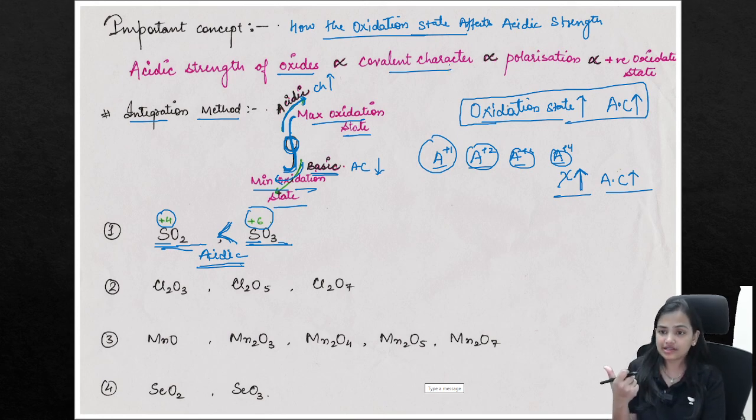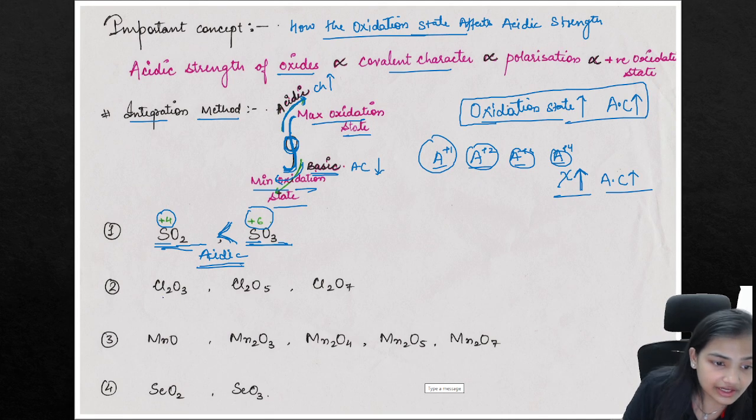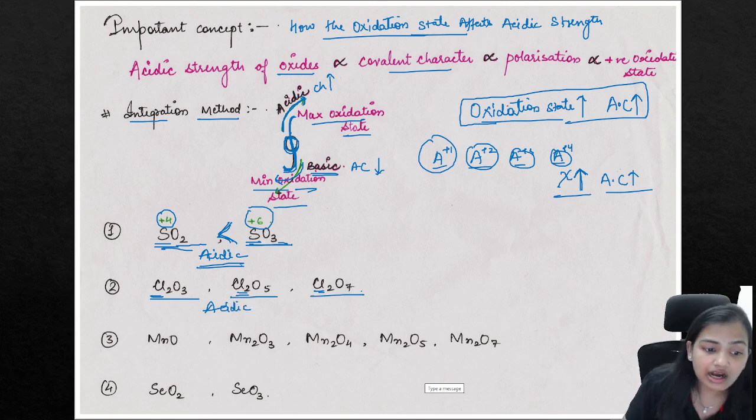More will be the polarization, so more will be the oxidation state, acidic character increases. Here I have taken another example. You know that chlorine is a non-metal, so they all have to be acidic, because it's a non-metal. But how to determine which is more acidic, which is less acidic?